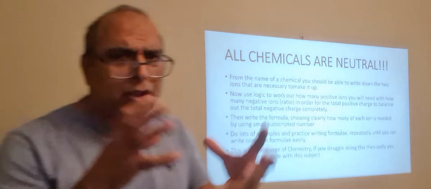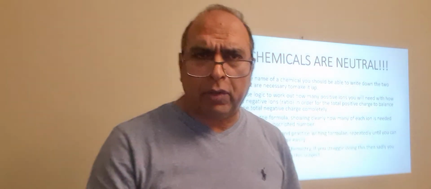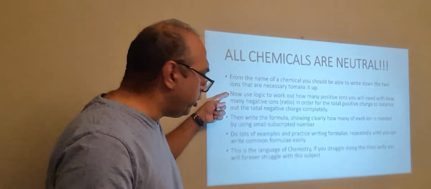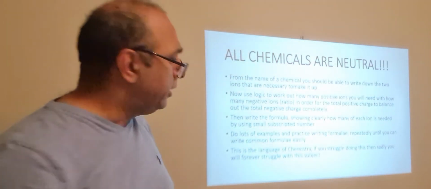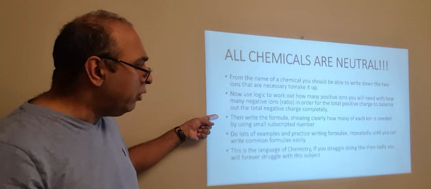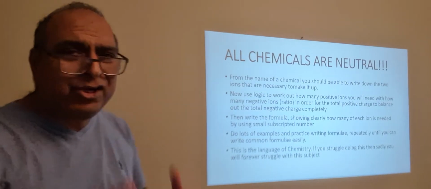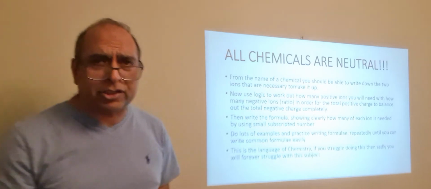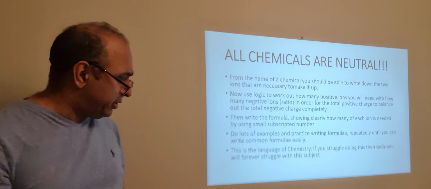Once we know that the ratio is 1 to 2, or 1 to 1, or 2 to 3, once we know the ratio, then we use small subscripted numbers to write down that ratio in order to write down the correct formula. And you guys need practice. I keep saying this. You need practice. You need lots of practice.